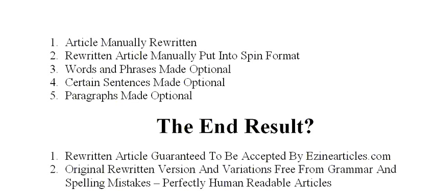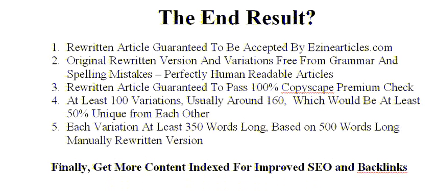What we would do then is make certain words and certain phrases optional, then we would make certain sentences optional, and then we would make certain paragraphs optional. What does this mean? It means that these would occur in some variations of your article, but they would not necessarily occur in other variations of your article. What this would do for you is contribute to you getting a number of articles that would be completely unique from each other. Here is actually the end result that you would get.